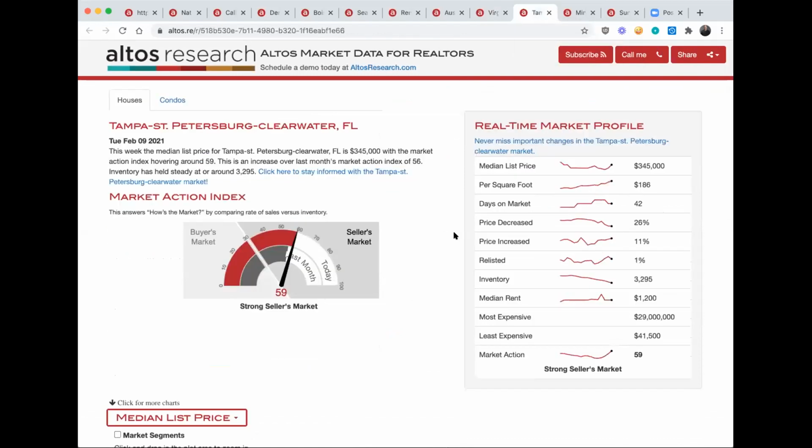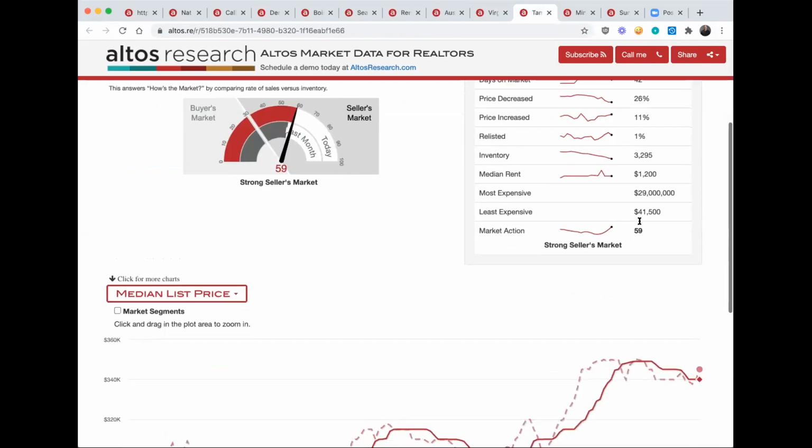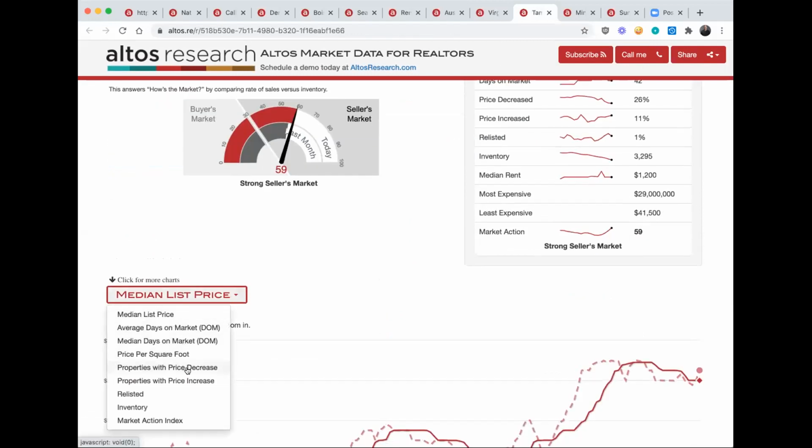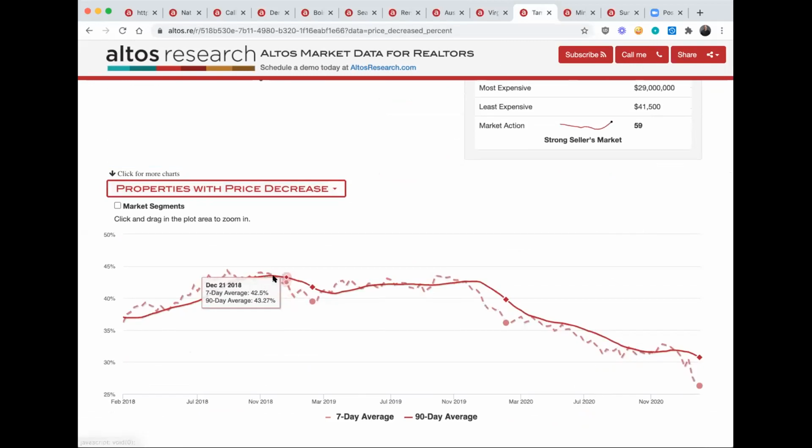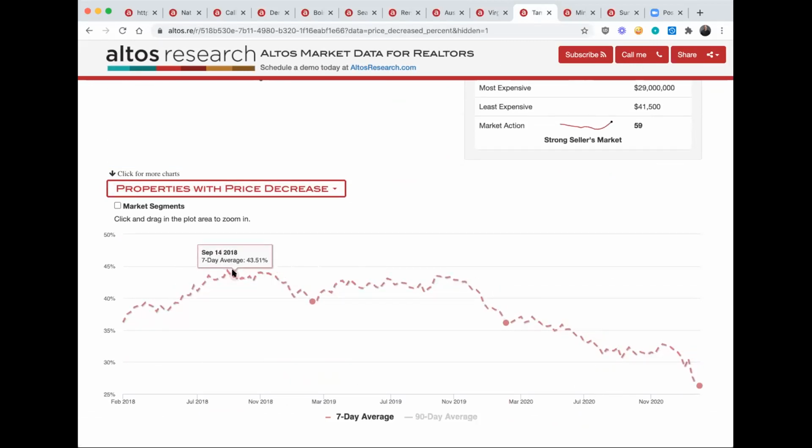Tampa's at a 59 on the market action index. Tampa is a market where we normally have greater inventory available, so your price decreases are higher. 45% is not uncommon, because you have greater inventory per capita. You have more homes for sale for people. You have less demand, so you have more investor activity. You have that kind of dynamic that goes on in Tampa.